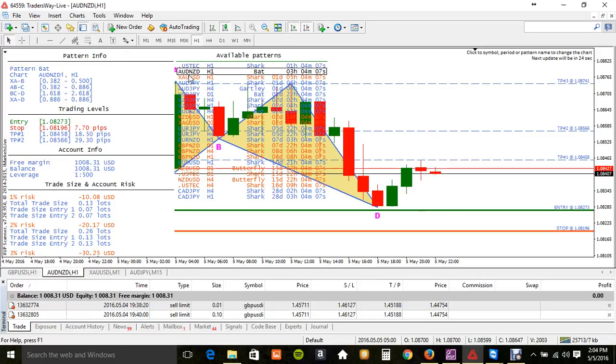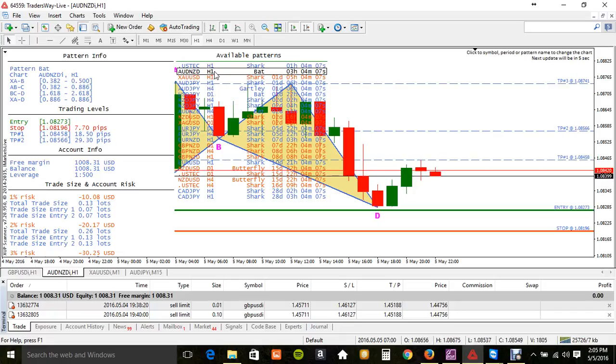This is AUDNZD. It's not necessarily a right now trade. If you look, this is being measured on the 1 hour time frame. The harmonic scanner measures 1 hour, 4 hours, and 1 day. Binary measures 1 minute, 5 minutes, 15 minutes. But the binary is very action packed and very fast.